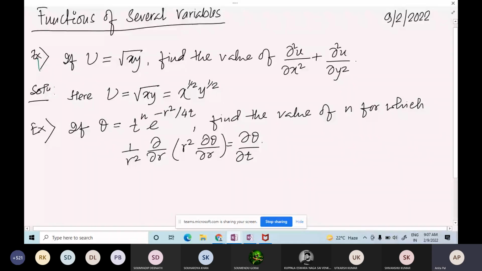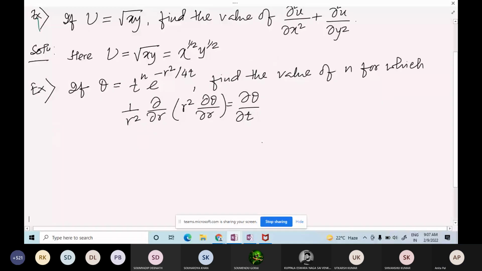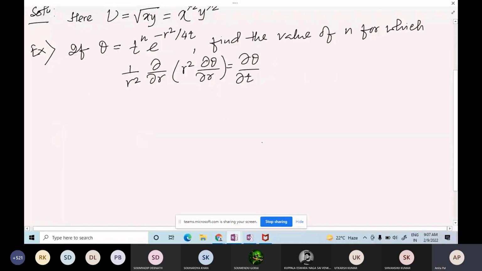Okay, so one relation is given that if theta is equal to this expression t to the power n e to the power minus r square by 4t, then find the value of n for which this relation holds good. So we have to get the value of n. So we'll start doing in this manner.